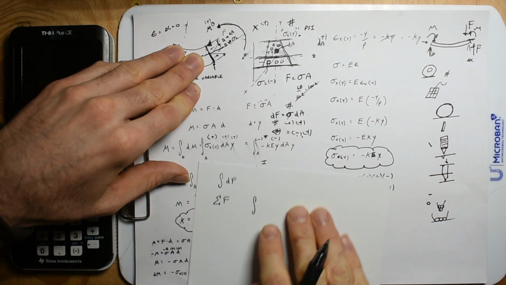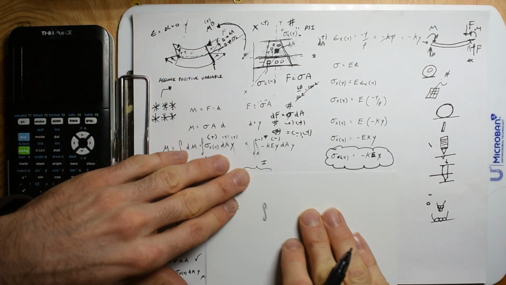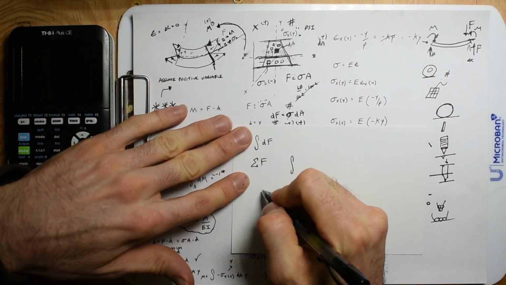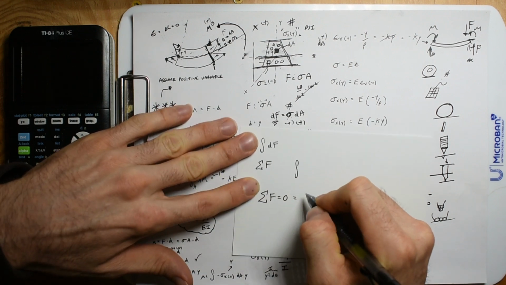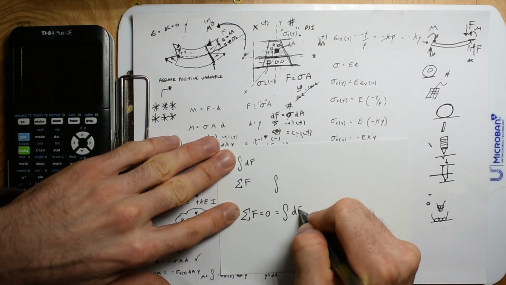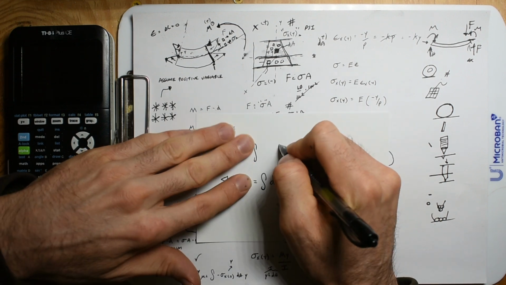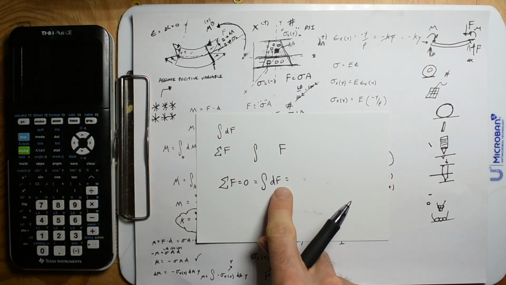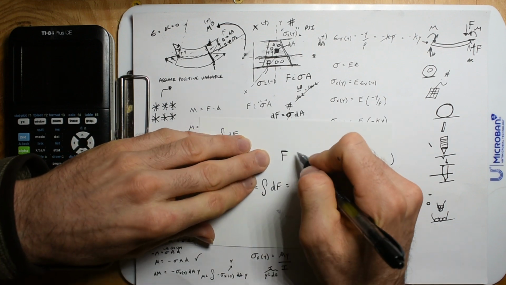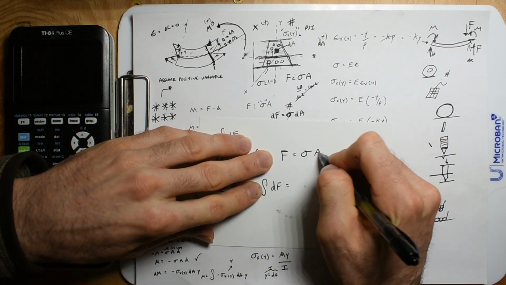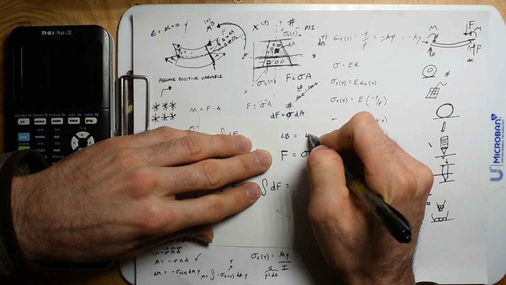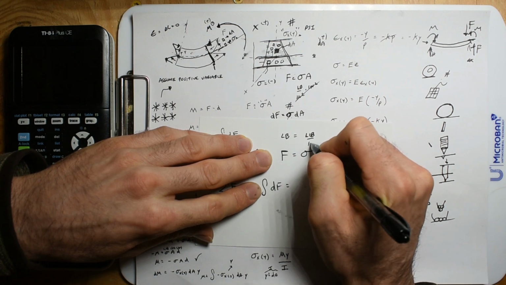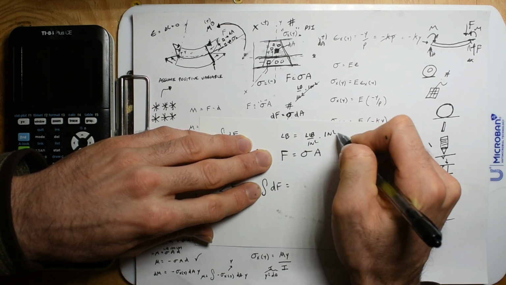But the sum of the forces has to be 0. So here was our integral. The sum of the forces equals 0 equals the integral of dF. And what we were saying is, anytime you're doing an integral, go back to what's the equation? Force is equal to strength times area. This is going to be force in pounds. This is pounds per inch squared, and area is inch squared.